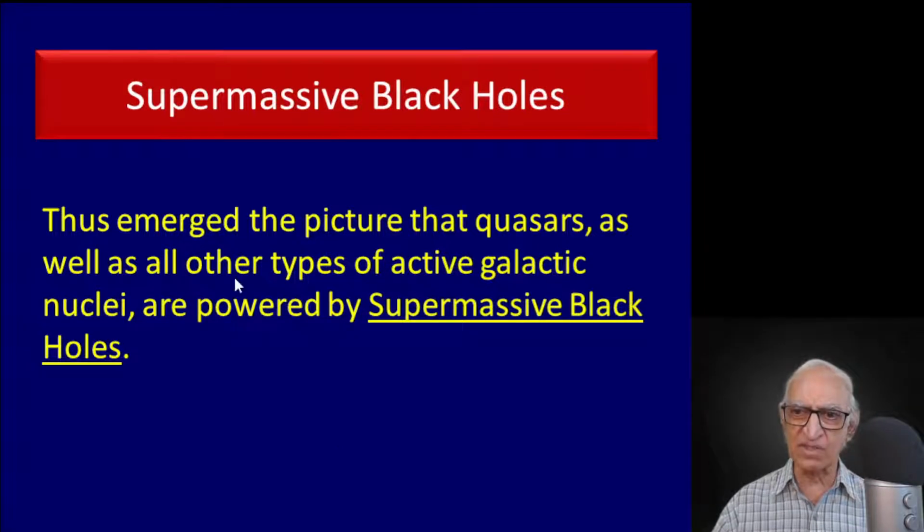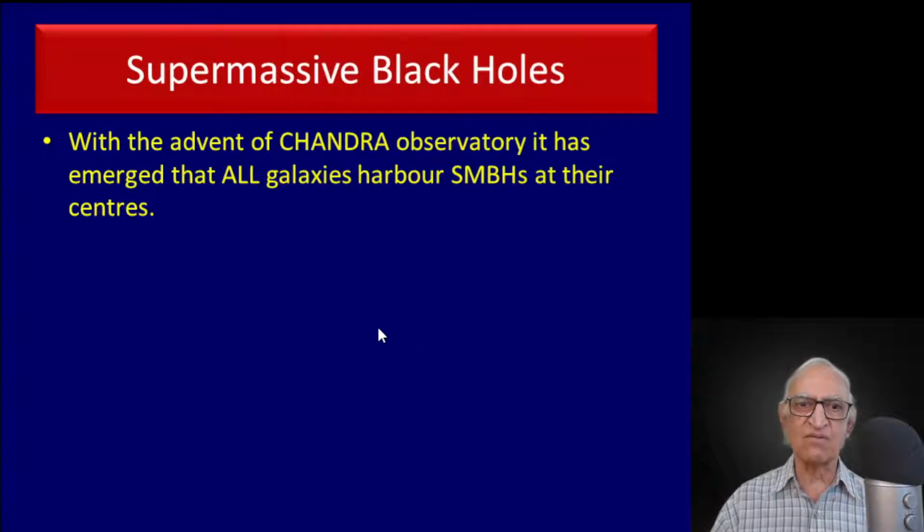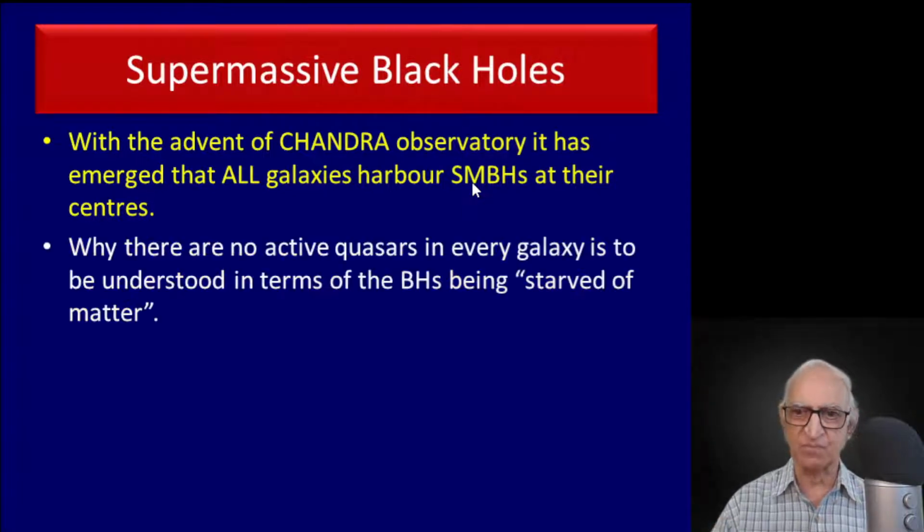Thus emerged the picture that quasars, as well as other types of active galactic nuclei, are powered by supermassive black holes. Now, with the advent of the Chandra X-ray Observatory, it has emerged that all galaxies, including our own Milky Way galaxy, harbor supermassive black holes at their centers. They may not all have a mass of 1 billion solar mass, but they may have a mass of a few million solar masses. Now you might ask the question, if there are supermassive black holes at the centers of all galaxies, then why are there no active quasars at the centers of all galaxies, including our own galaxy?